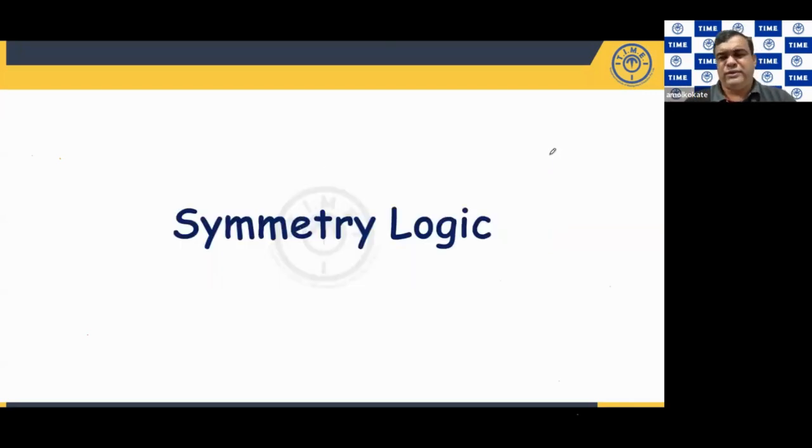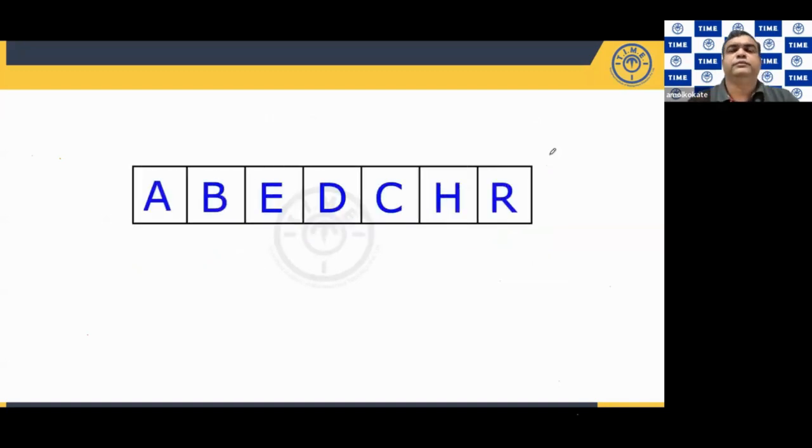Next is the symmetry logic. Now, as I have disclosed the logic, cracking the question will probably be easier for you. But when the question comes without mentioning the logic, symmetry questions are sometimes difficult to crack. I have given you 7 letters. I want to see which is the odd man out, which is not fitting in the group.